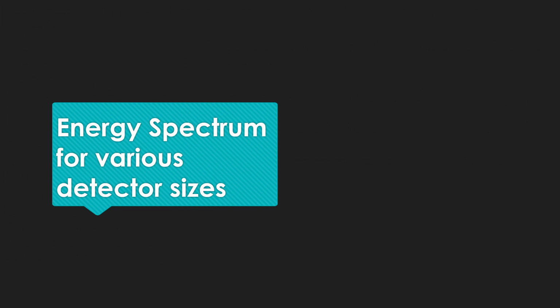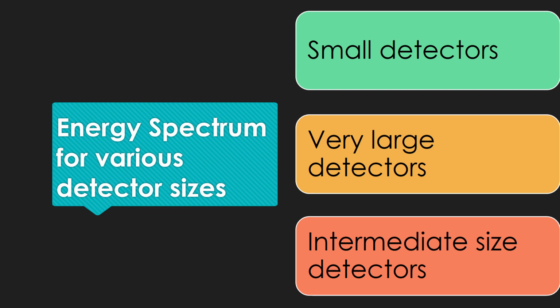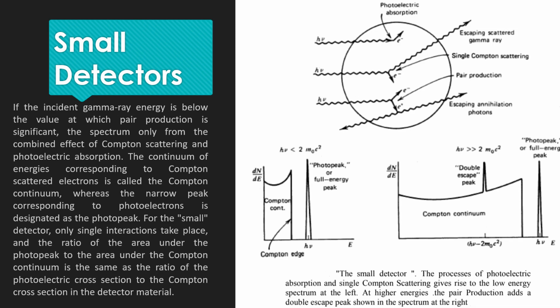The energy spectrum for various detector sizes: we have small detectors, very large detectors, and intermediate size detectors. Starting with the small detectors. In the small detector, the incident gamma ray energy is below the value at which pair production is significant. So the spectrum comes only from the combined effect of Compton scattering and the photoelectric absorption.